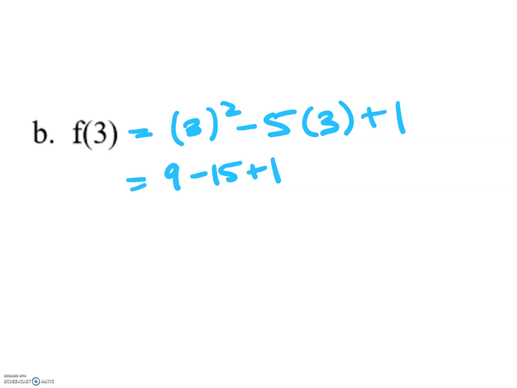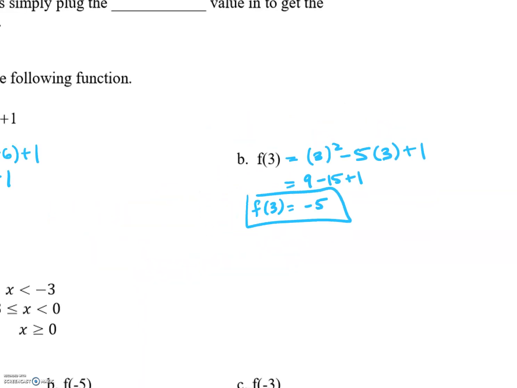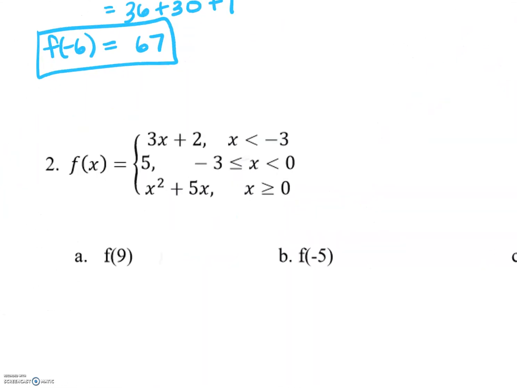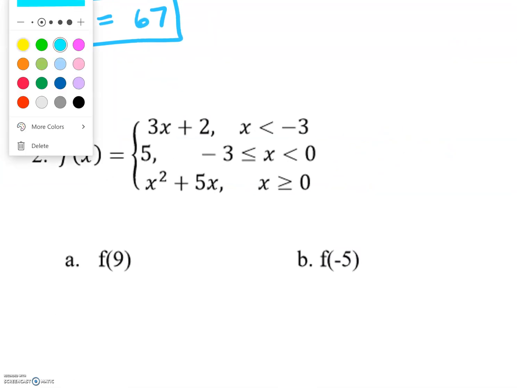So what are we going to get? 9 minus 15 is negative 6. Negative 6 plus 1 is going to give me negative 5. So f of 3 would be negative 5. Pretty straightforward, I hope.